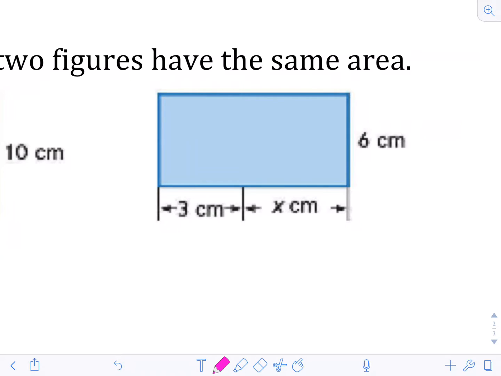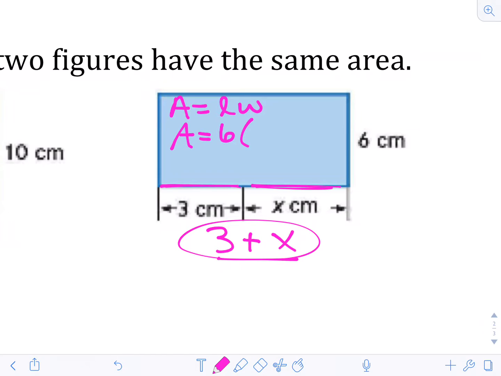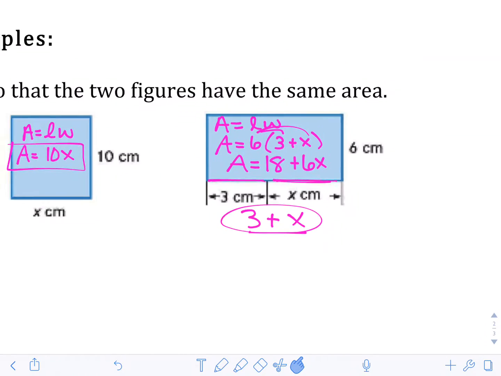So what that means, before I do anything, if this whole piece is 3 and this whole piece is x, this whole thing together is 3 plus x. Okay, not 3x, it's 3 plus x. So when I do this, area is equal to length times width. What I'm going to have here is area is equal to 6 times this whole piece here, which is 3 plus x. So you distribute the 6. 6 times 3 is 18. 6 and x is just 6x.